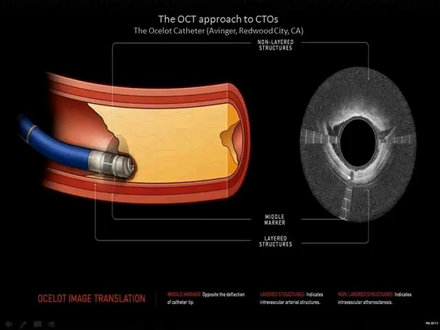And what we look for are layered structures. We see a definite structure to the arterial wall with the intima, the media, and the external elastic lamina, which is what we want to stay inside the vessel. Anything outside would be the adventitia and obviously any extravascular structures.